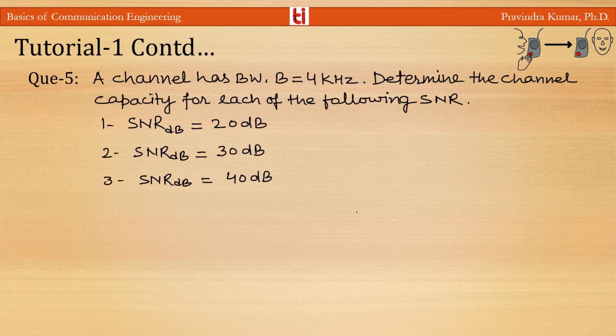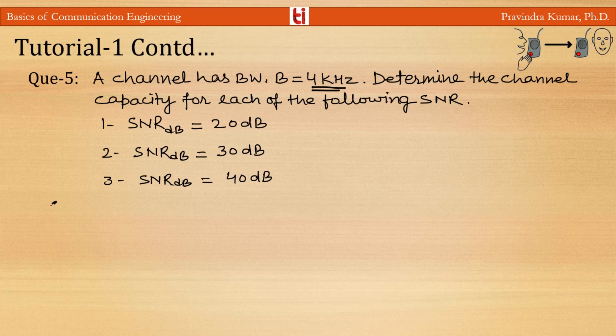Now the next question. A channel has a bandwidth of 4 kilohertz. Determine the channel capacity for each of the following SNRs: SNR of 20 dB in the first case, then 30 dB, and 40 dB. So I am increasing the SNR by 10 dB each time, and the bandwidth is constant at 4 kilohertz. We have to determine the channel capacity.